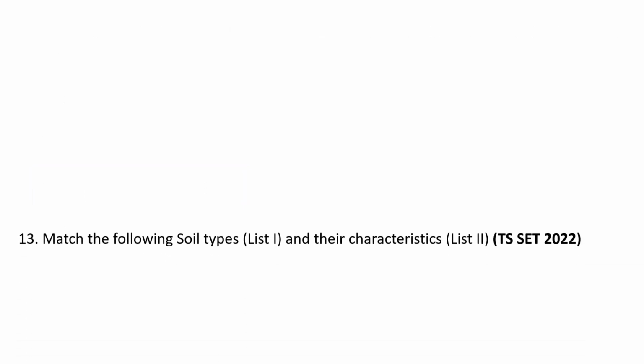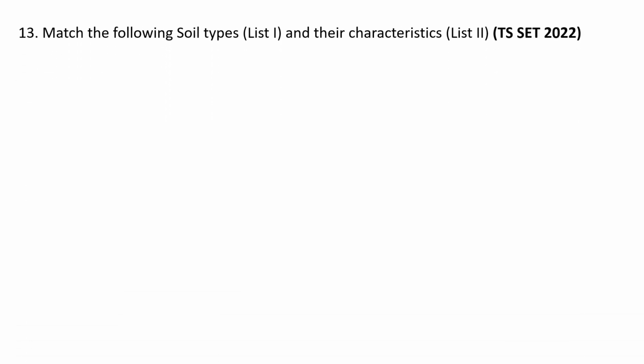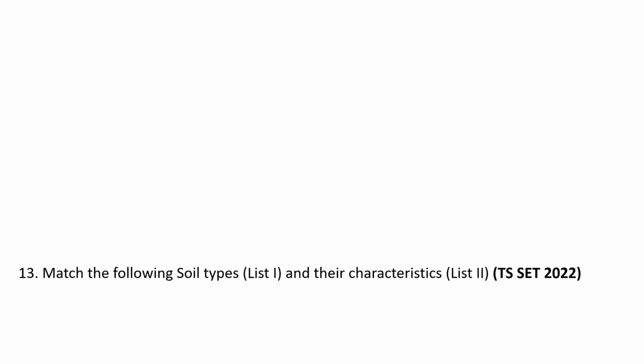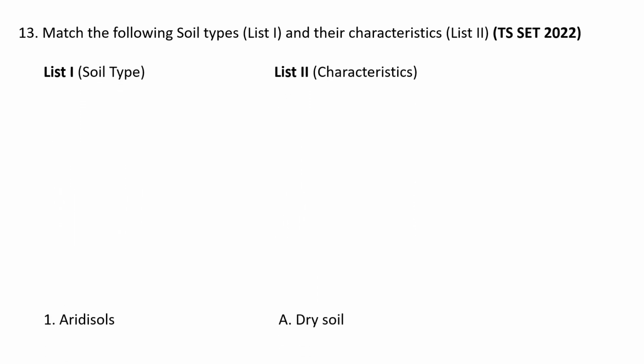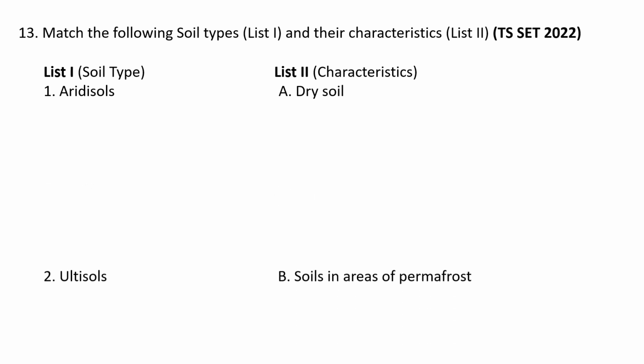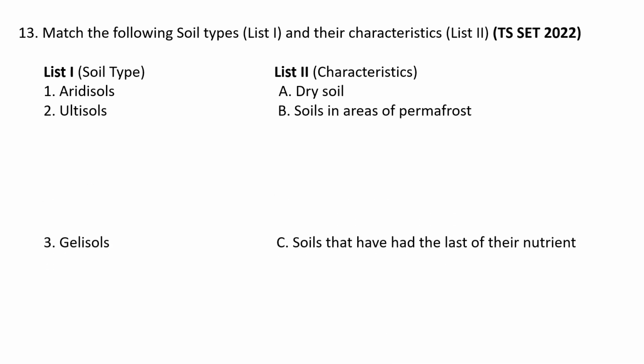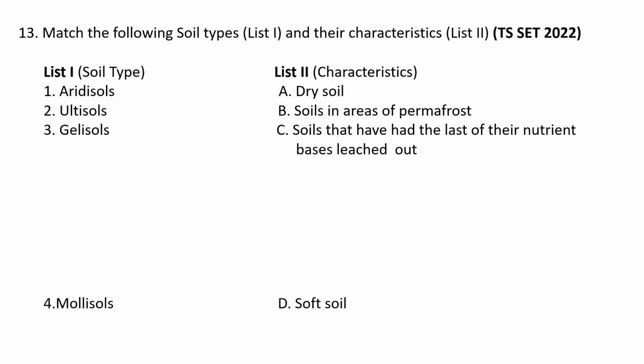Next question. Match the following soil types in list 1 with the characteristics in list 2. All these questions are from the Telangana SET exam 2022. Here two lists are given: list 1 soil type and list 2 characteristic features. Number 1 aridisols, number 2 gelisols, number 3 ultisols, number 4 mollisols. Here, the characteristic features: for aridisols, it is a dry soil, and for gelisols, the soils in the areas of permafrost. In ultisols, it is again as in C, soils that have lost their nutrients and have leached out.